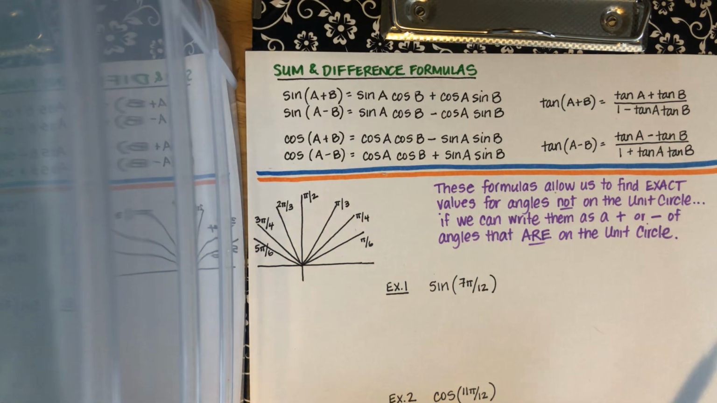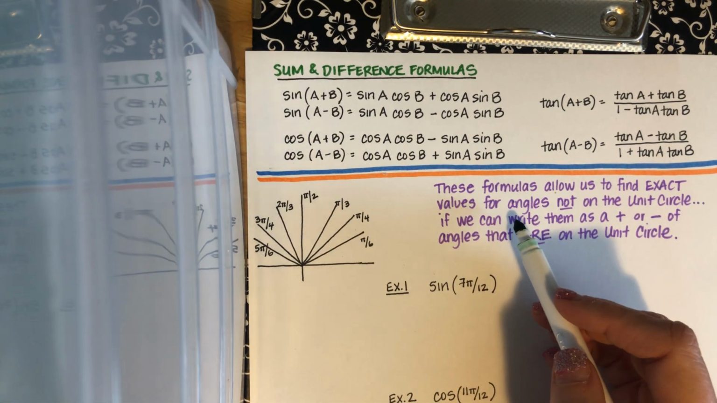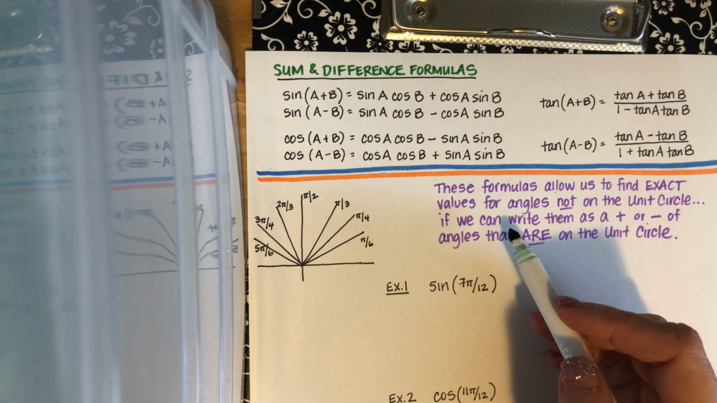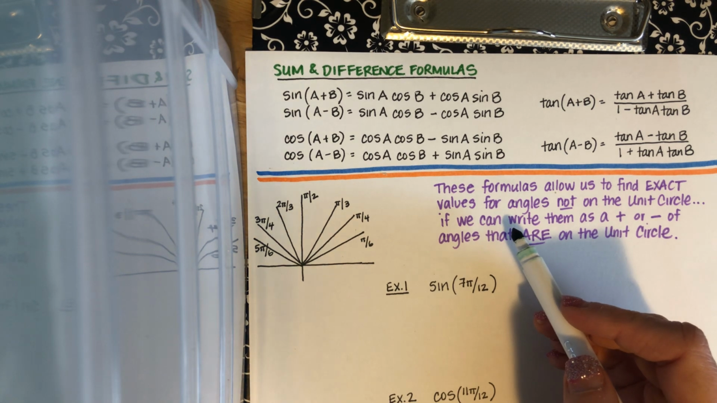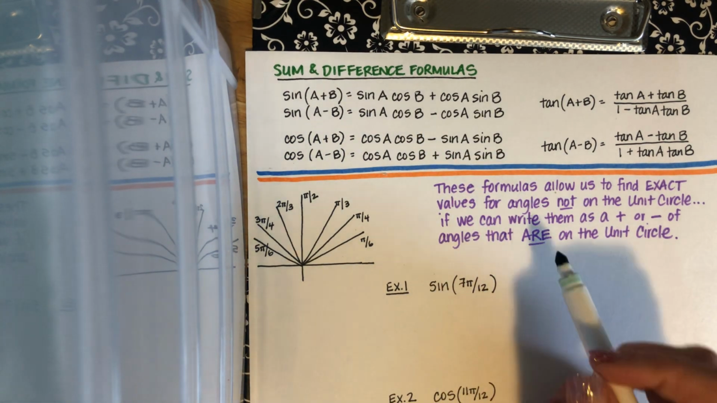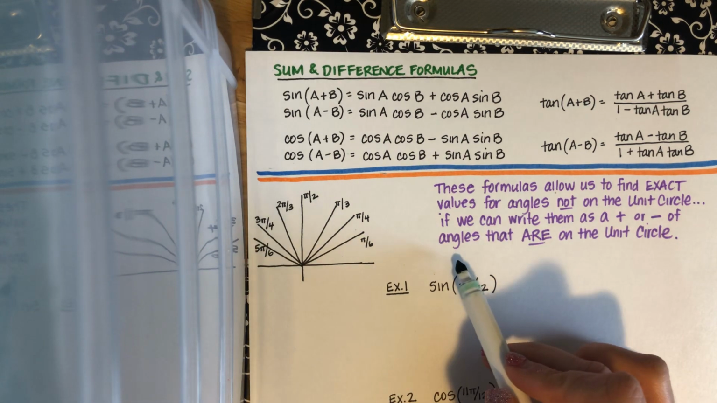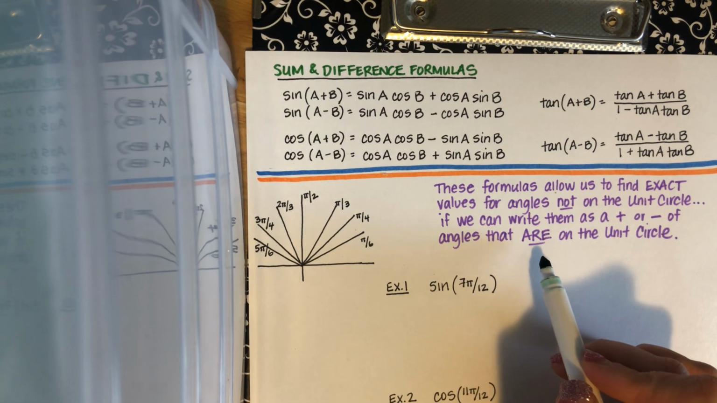Our first set of examples, you'll notice I wrote out already here, where these formulas allow us to find the exact value of angles that are not necessarily on our unit circle. So we already know the sines and cosines for things like pi over 4 or pi over 6. But if I gave you something like pi over 12, that's not necessarily on the unit circle, but these formulas do allow us to get an exact value as long as we can write the angle as a sum or difference of angles that we do know are on the unit circle.